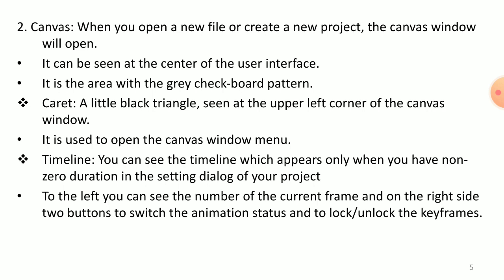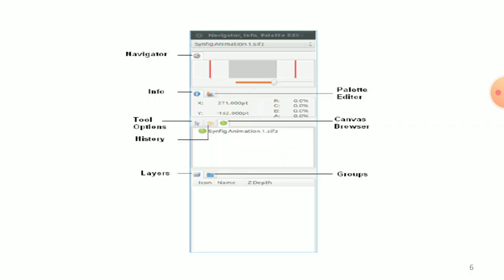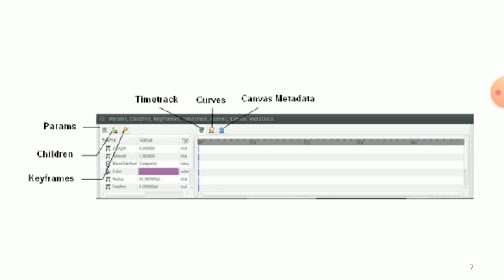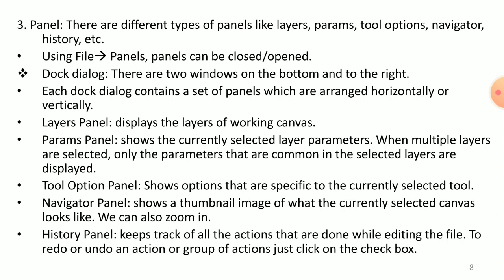Next is the panel. There are two types of panels: vertical panels and horizontal panels. What are panels? There are different types of panels like layers, params panel, tool options, navigator, history, and so on.